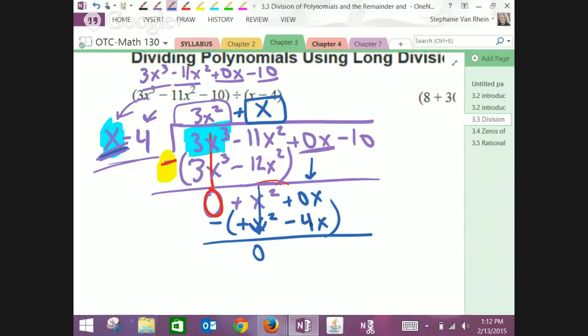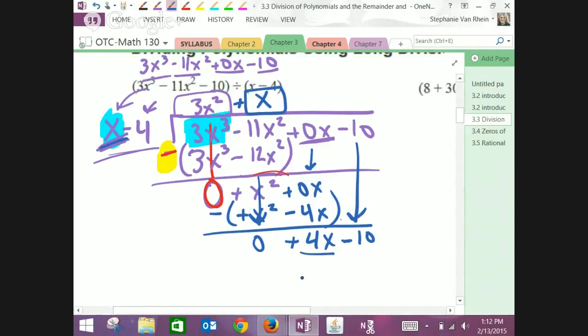Right? X squared minus an x squared is 0. Because x times x was x squared. X times minus 4 was minus 4x, but I have that negative out front, so I have 0 minus a minus 4x. So that gives me plus 4x, right? Go ahead and drop the minus 10. So what do I need to multiply by x to get 4x? 4, right? So I'm going to say plus 4.